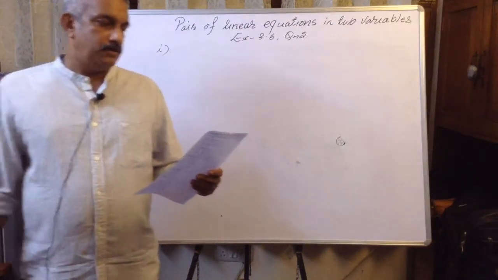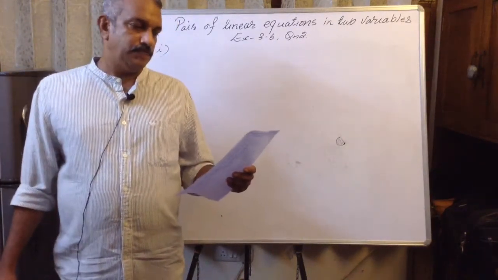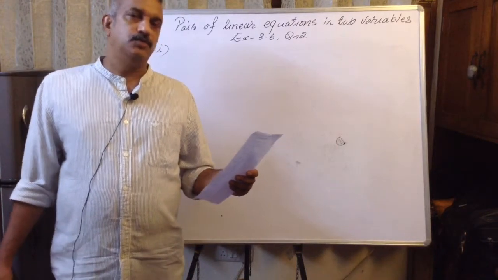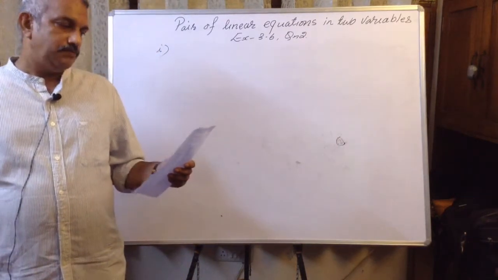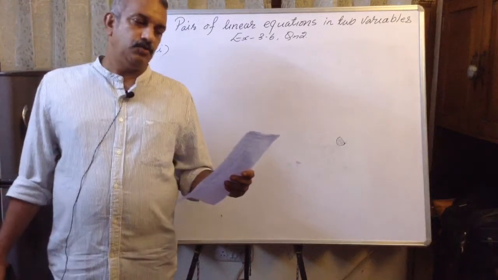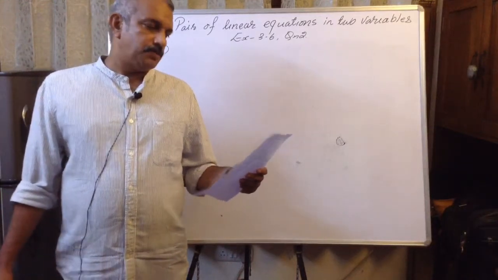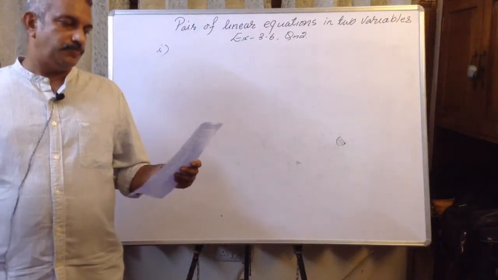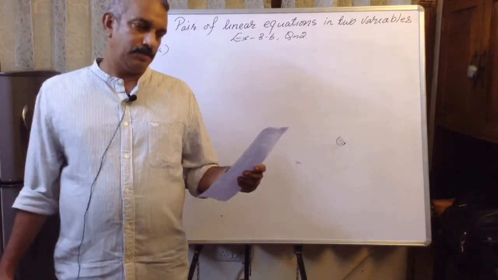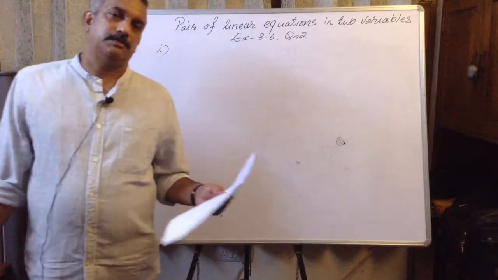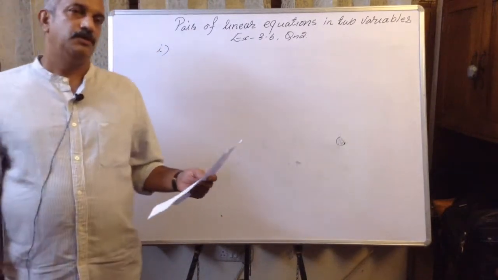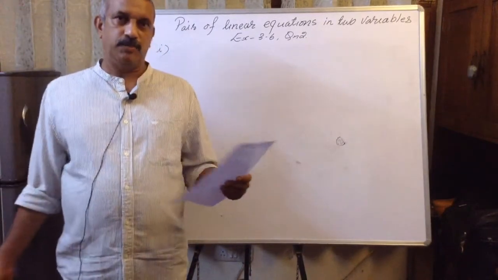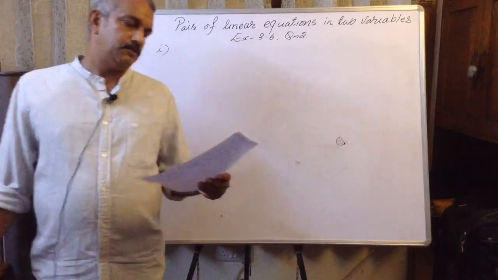I'll read again. Ritu can row downstream 20 km in 2 hours and upstream 4 km in 2 hours. Find her speed of rowing in still water and speed of the current. Speed of the current means speed of the stream, or the speed at which water is flowing.